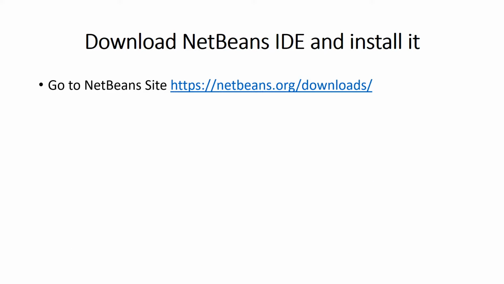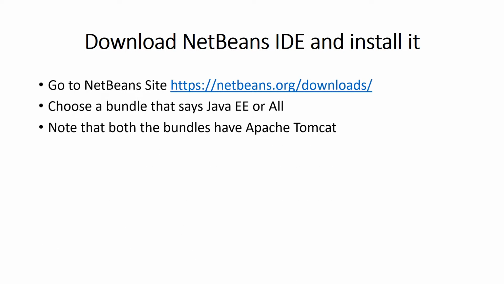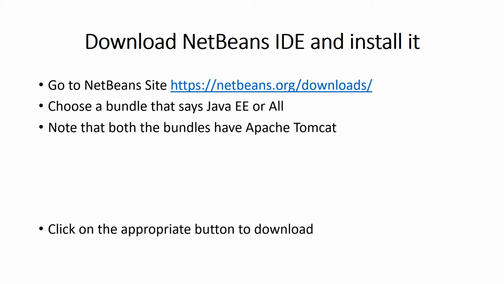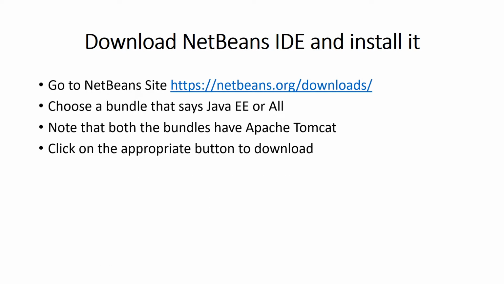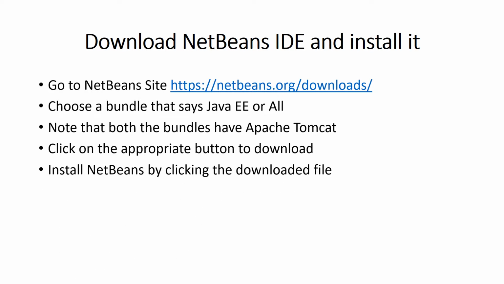Go to the NetBeans site, https://netbeans.org/downloads. Choose a bundle that says Java EE or all. Note that both the bundles have Apache Tomcat. Click on the appropriate button to download. Install NetBeans by clicking the downloaded file.